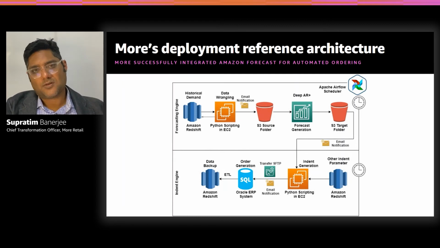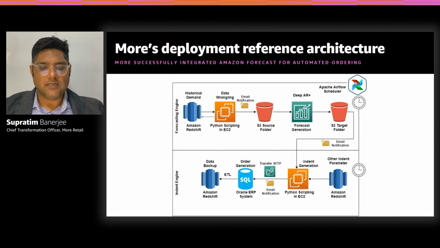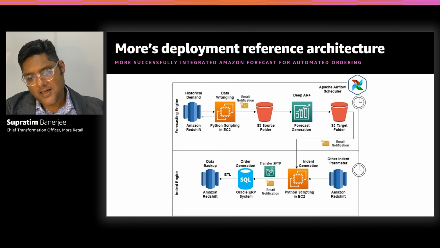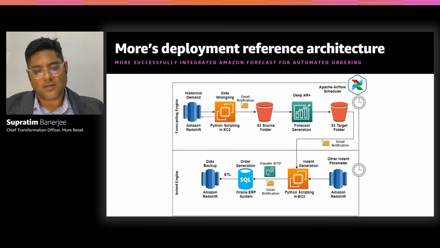To start with, all our transactional information is backed up in a Redshift data warehouse, right? After that, we have a bunch of custom Python scripts in EC2, which wrangle the raw transactional information as well as metadata information, and pass it through S3 objects into the Amazon DeepAR+ forecasting system.